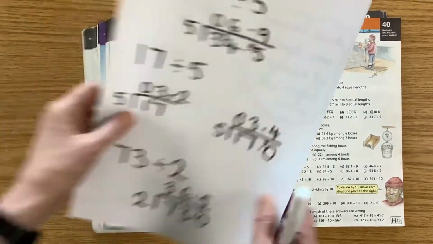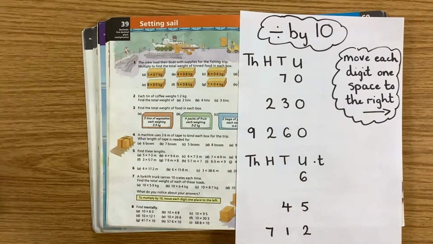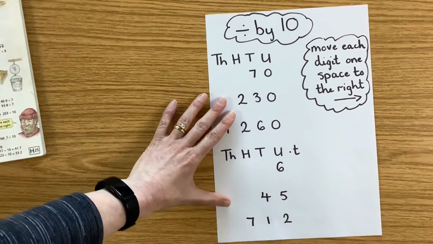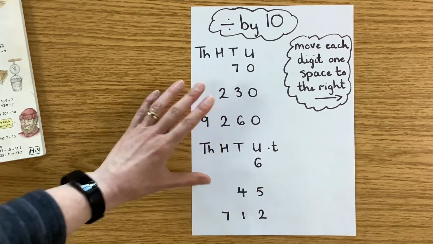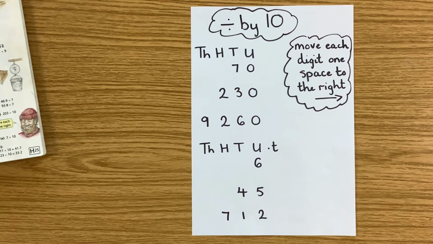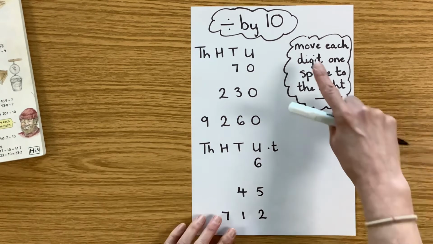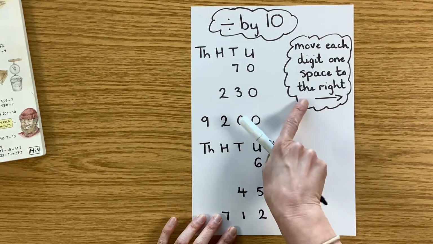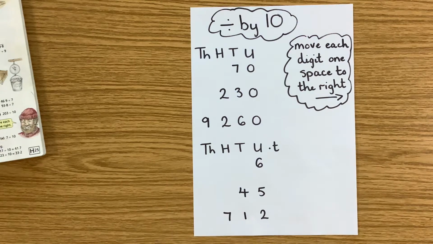Now, yesterday we practiced multiplying by 10. And when we were multiplying by 10, we were practicing moving each digit 1 space to the left. But that's when we multiply. When we divide by 10, as we learnt back in the first term, we move each digit 1 space to the right. So we move each number over to the right-hand side.